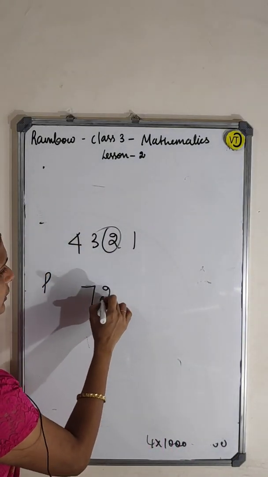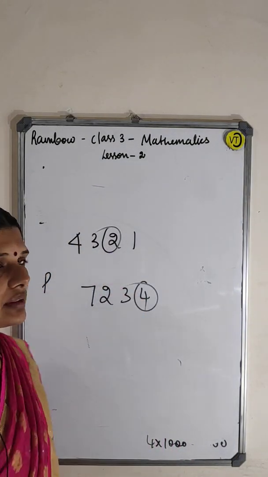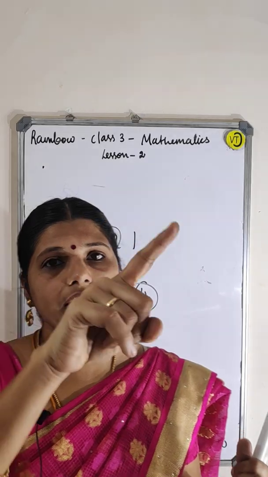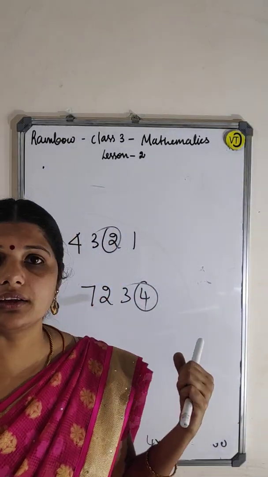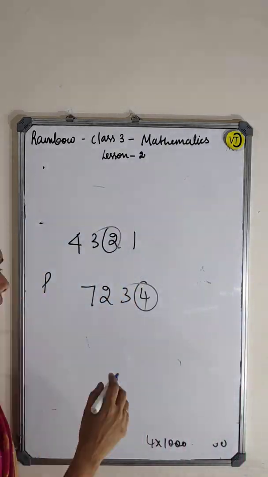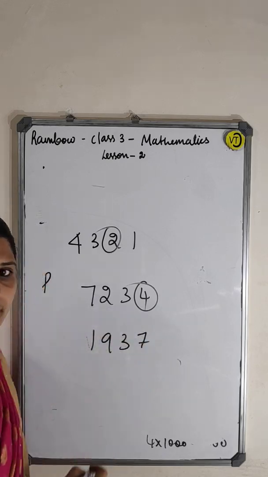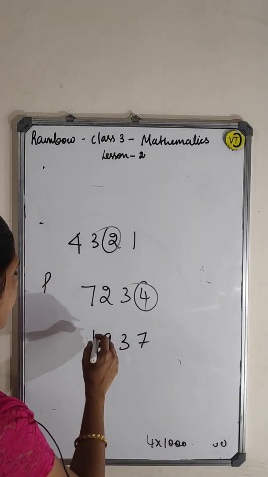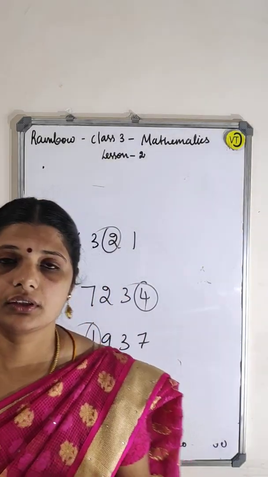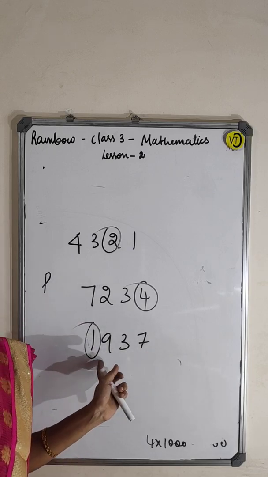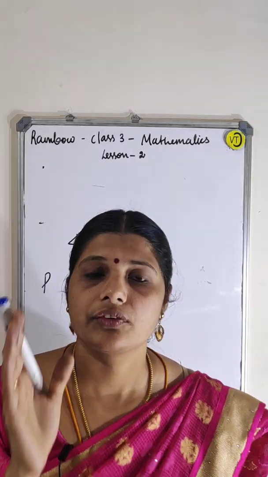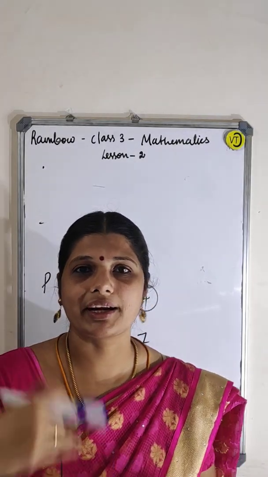Okay. The number 7, 2, 3, 4. Here I circled 4, right? So the place value of 4 is 4 into 1 is equal to 4 only. Again, face value of 4 is 4 only. Right. The last number, 1937. Right. Now 1 I circled. Okay. The place value of 1 is 1,000. 1 into 1,000 because ones, tens, hundreds, thousands it is. Face value, right? Face value of 1 is 1 only. The number itself it is.